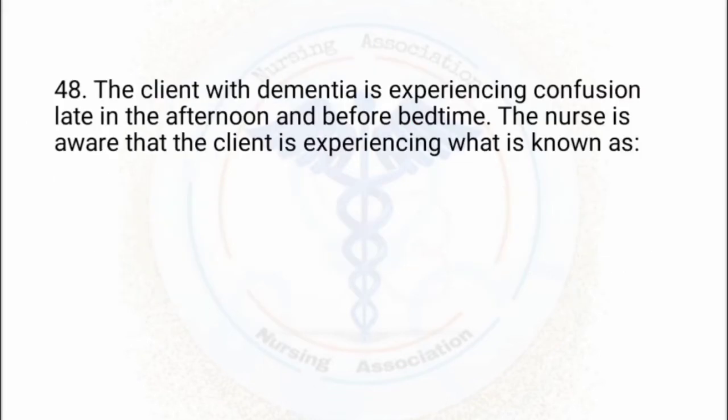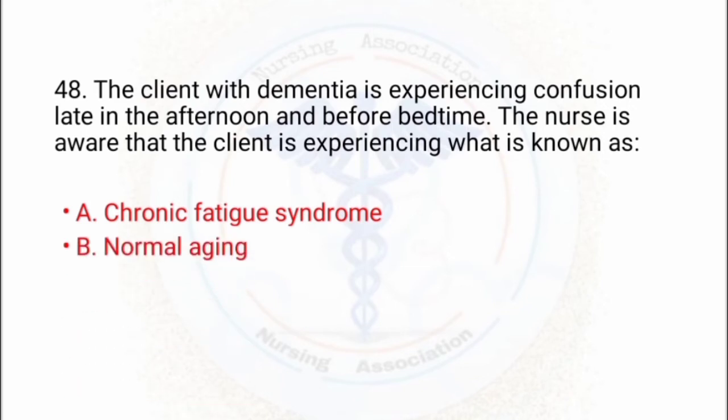Further moving to 48th question, the client with dementia is expressing confusion late in the afternoon and before bedtime. The nurse is aware that the client is experiencing what is known as option A, chronic fatigue syndrome, option B, normal aging, option C, sundowning, or option D, delusion. So let's see the correct option, and the correct option is option C, sundowning.